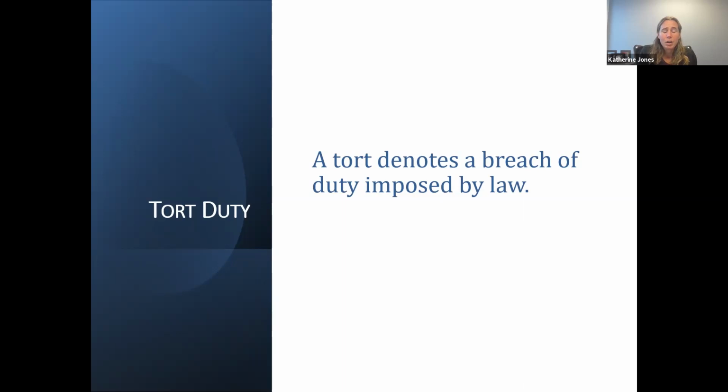So proximate cause is one of those things where no one really knows what it means. And if you read a bunch of legal cases, you wouldn't really know what proximate cause was. In really simple terms, it means you caused a harm.